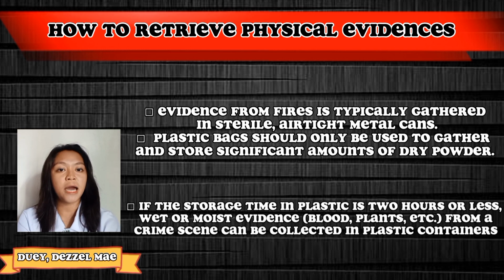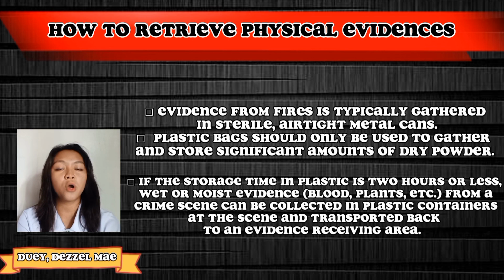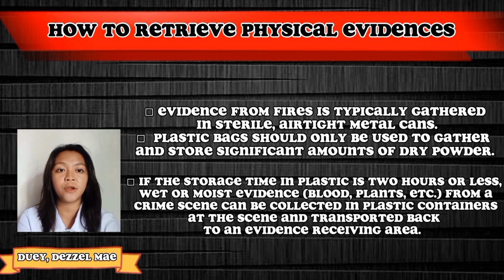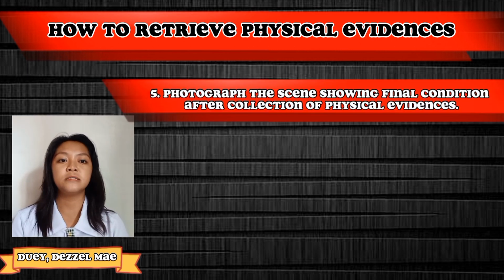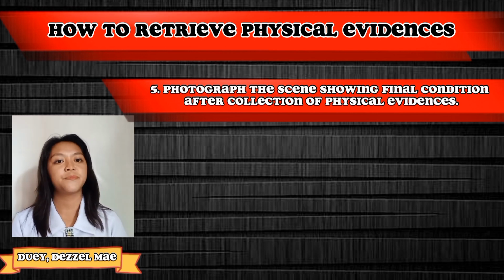If the storage time in plastic is 2 hours or less, wet or moist evidence like blood and the like from a crime scene can be collected in plastic containers at the scene or transported back to an evidence receiving area. Number 5. Photograph the scene showing its final condition after collection of physical evidence.